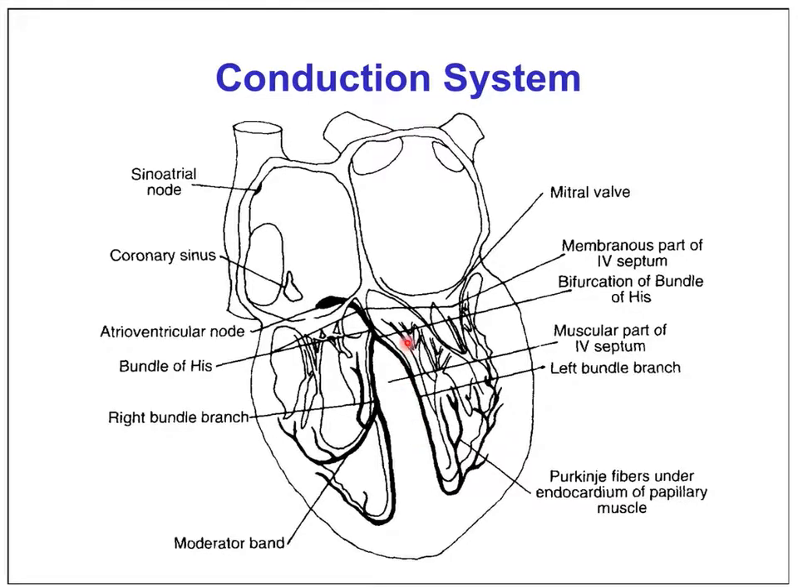So sometimes the more common problem that happens is you'll get a bundle branch block. So a left bundle branch block would be a block here, and so the right side of the heart would depolarize before the left side. And you get this characteristic strange motion of the heart with this bundle branch block. And that can be corrected as well.